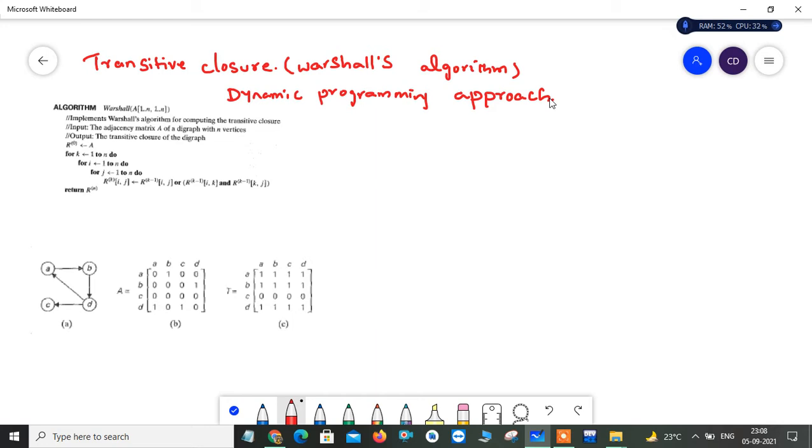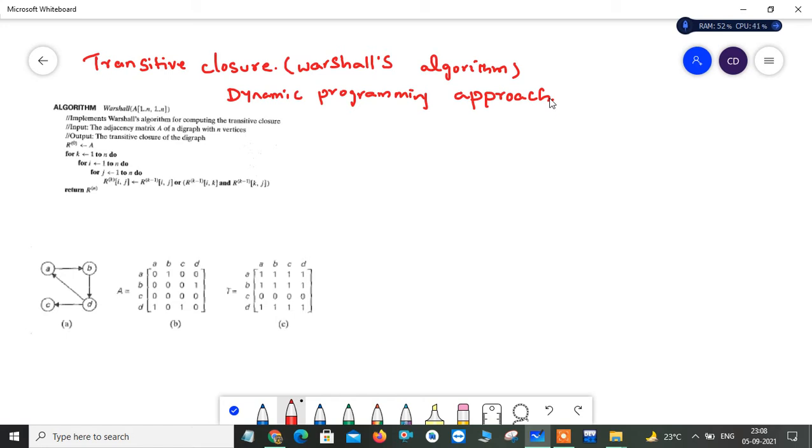So transitive closure, when you take a directed graph, we are trying to find an edge from one vertex to another vertex, if there exists a path directly or indirectly. Suppose, for example, if you have an edge from A to B and then from B to C, then definitely you have a path from A to C, right?